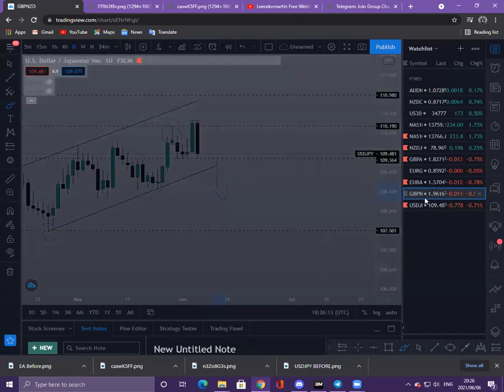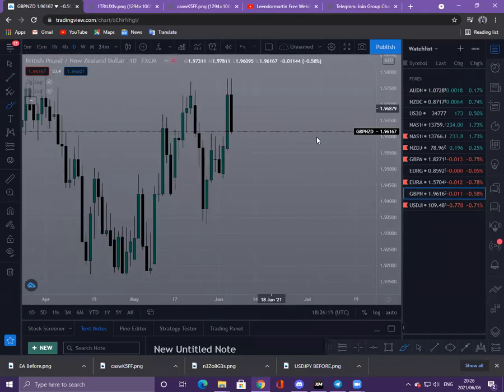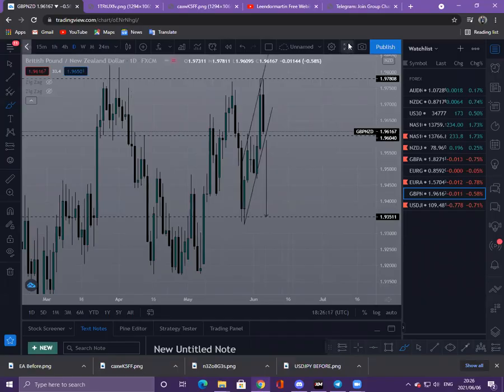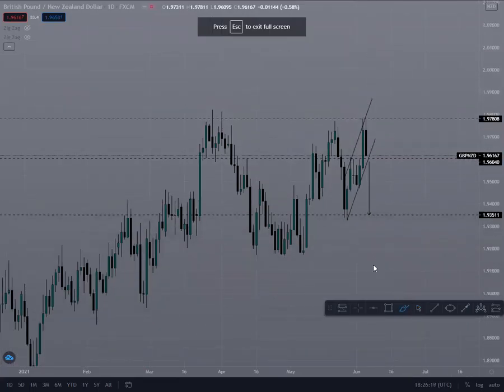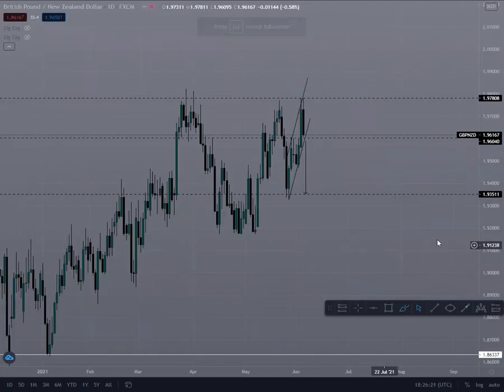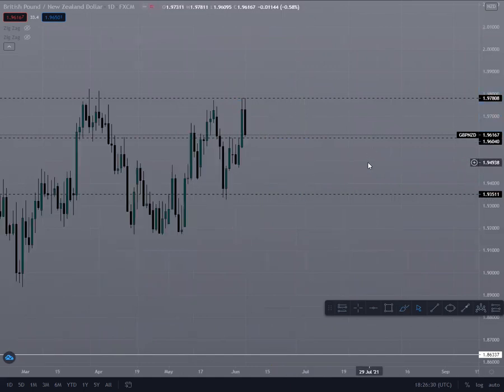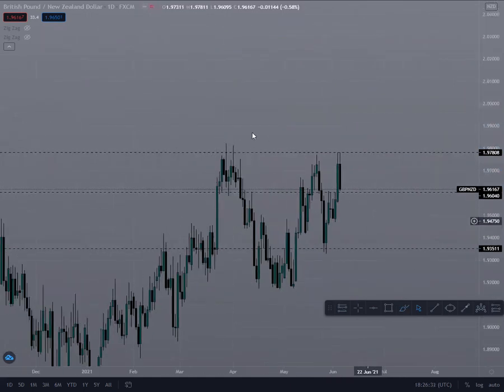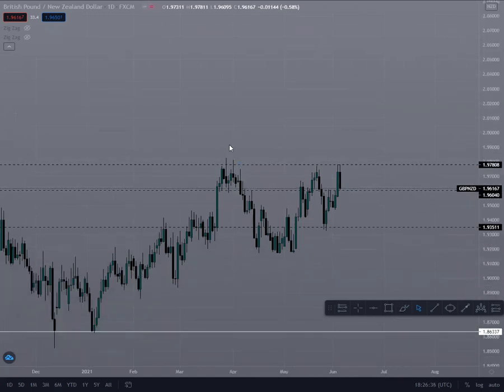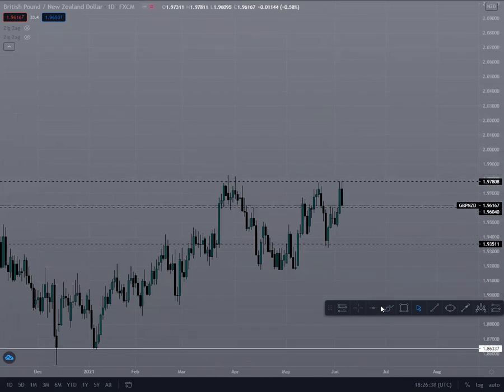So now I want to move on to GBPNZD, right? So this is GBPNZD, guys. With GBPNZD, the reason why I'm looking for a sell from those areas is simply because we reached the resistance where price has been failing to break for quite a long time now.